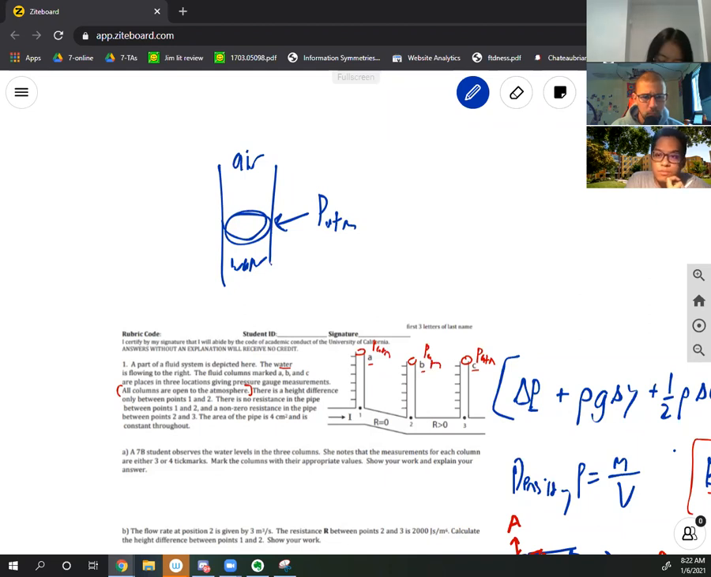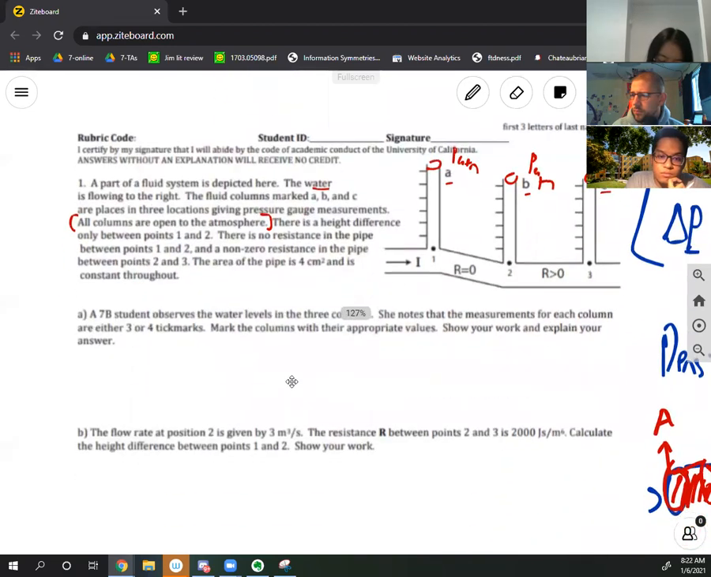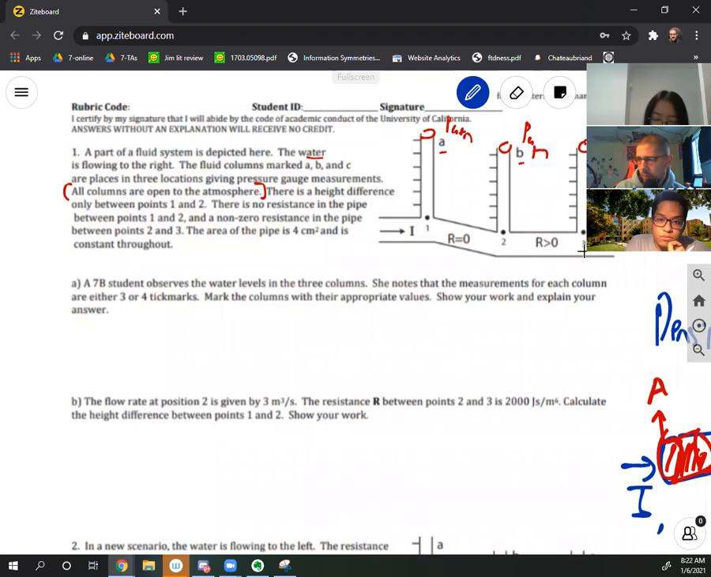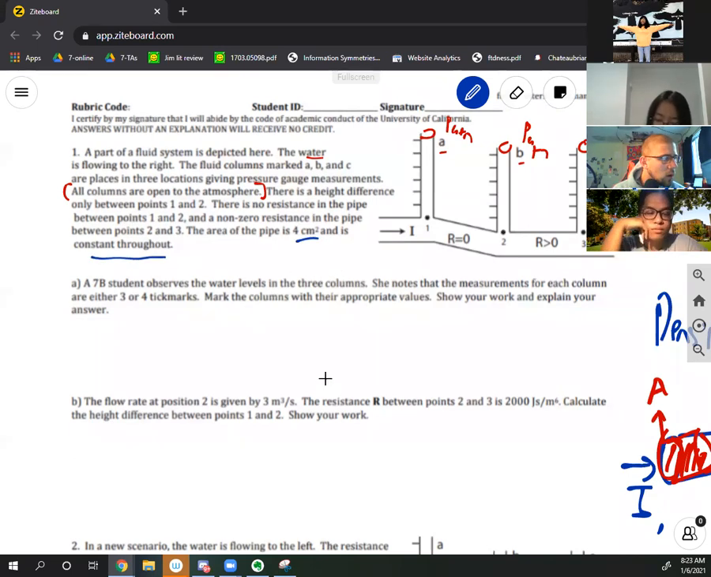Okay, so there's a height difference only between points 1 and 2, and it looks to me like point 2 and 3 are at the same height, so between 1 and 3 by extension. There is no resistance in the pipe between points 1 and 2, and there is a non-zero resistance in the pipe between points 2 and 3. The area of the pipe is 4 centimeters squared and is constant throughout. Okay, so real quick, I'll let you know what I'm reading when I read that.